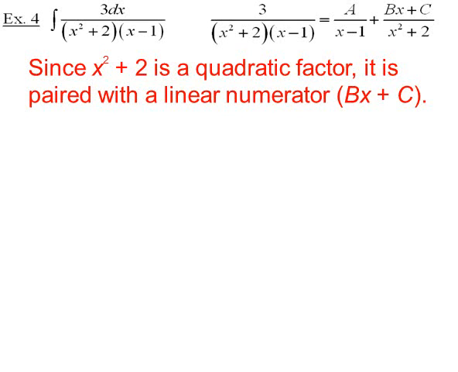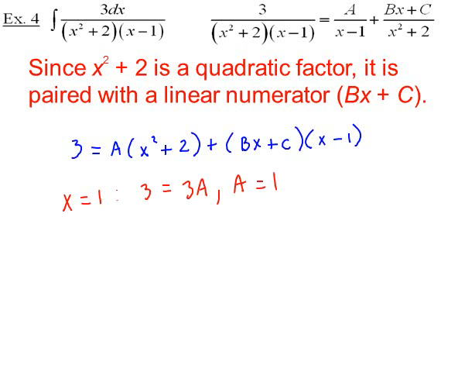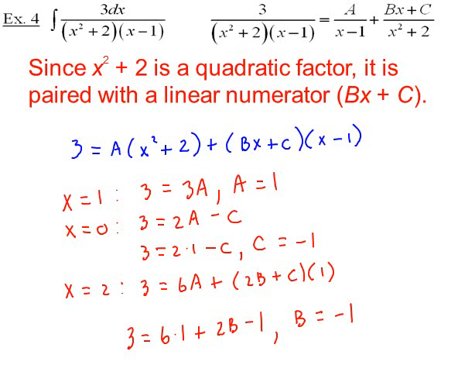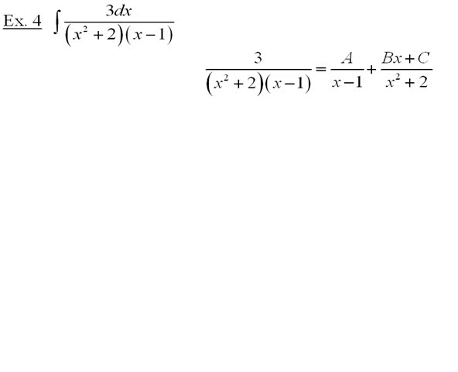This example has a quadratic factor. The quadratic factor must be topped with a linear numerator. Thus, my partial fractions will take on the form A over x minus 1 plus Bx + C over x squared plus 2. I get this from multiplying by the common denominator. And I plugged in 1, 0, and 2 for x to solve for the constants. So A equals 1, and B and C are both negative 1.